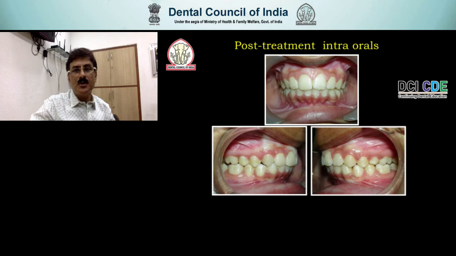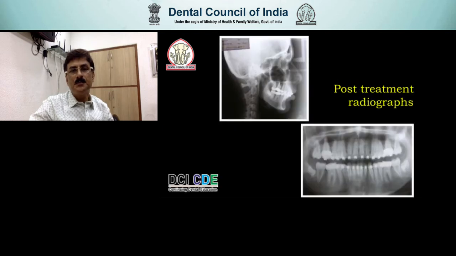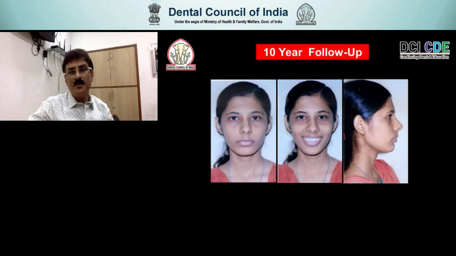That's post-treatment occlusion, molar and canine in class 1, normal overjet and overbite. That's occlusions. That's cephalogram and OPG. That's after 10 years. So we are holding on to all possible corrections.